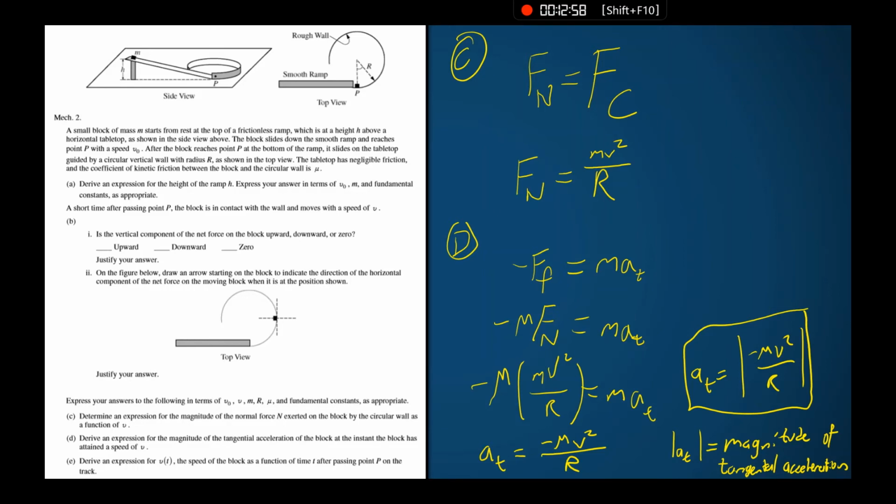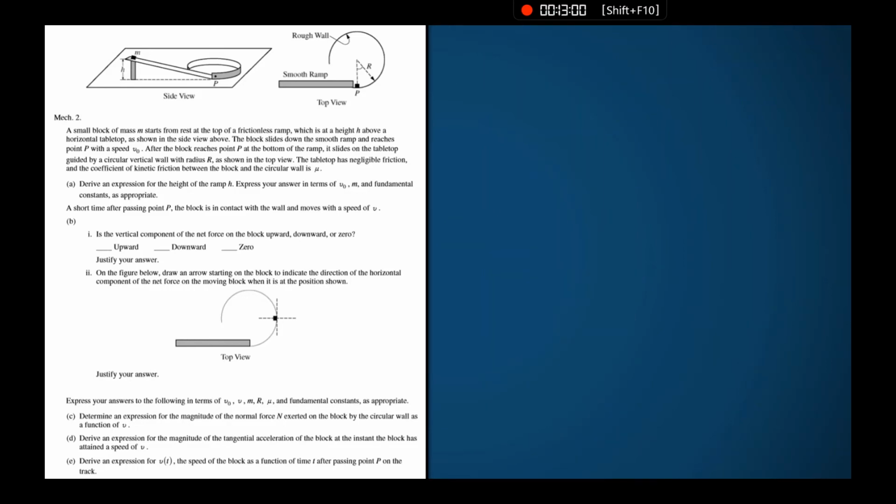We'll check the scoring guides afterwards. They probably didn't use absolute value at all. They probably just left that positive the whole time, but oh well.